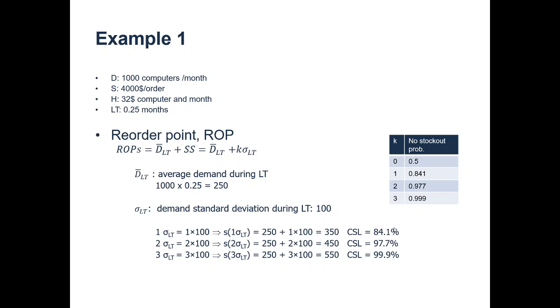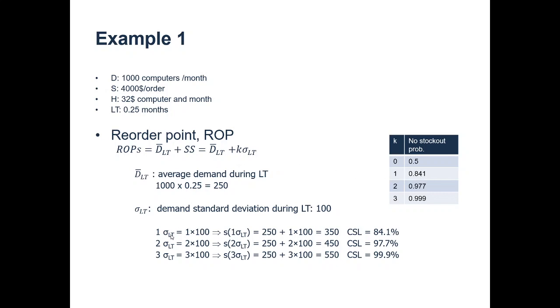So with this standard deviation during the lead time, we can perform the following analysis. We will focus on these three lines here, which is the new part of this slide. If we add 1 times the standard deviation to our average demand during the lead time, we have 250 plus 1 times 100, which is 350. If we use this as our reorder point, which means we place an order when our inventory level reaches this value, the probability of not having stockouts is 84.1%, as given by this table here.